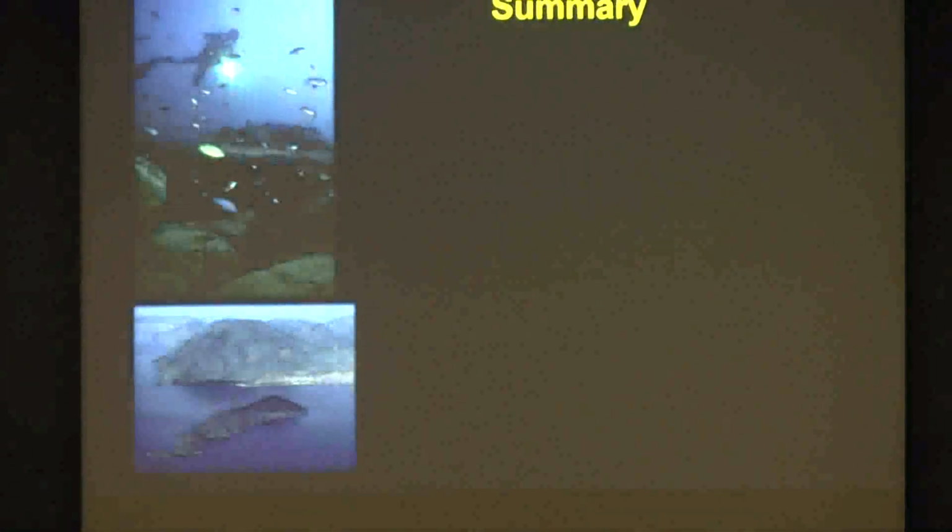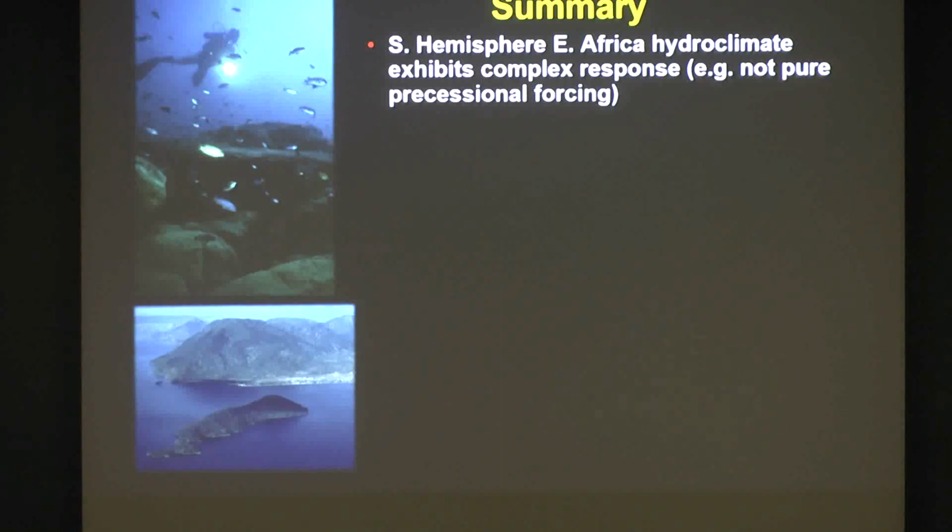Okay, so let me just summarize some of the key observations that we've come across. First of all, we were surprised that we didn't have just a pure precessional response or perhaps a pure glacial interglacial response in our climate proxies. And it probably comes back to it being a far more complex system than I appreciated when we started this project, but it turns out that southeastern Africa receives moisture from a couple different places.